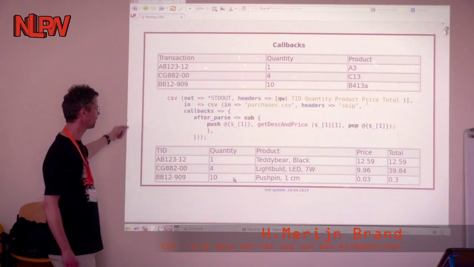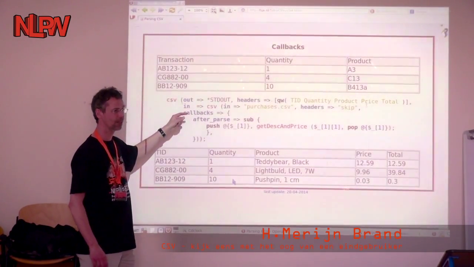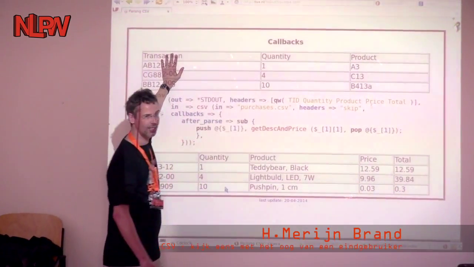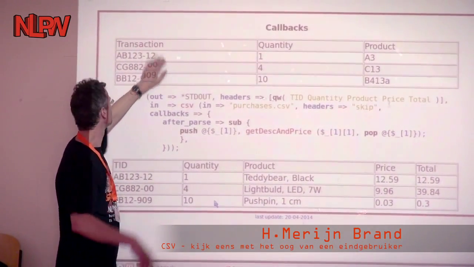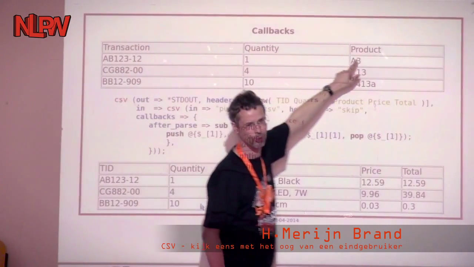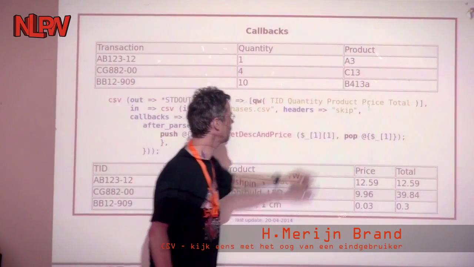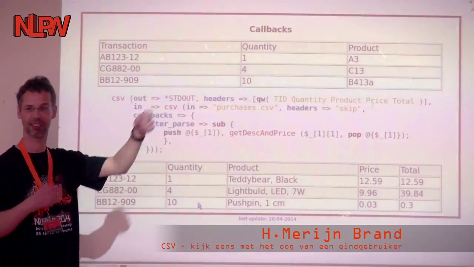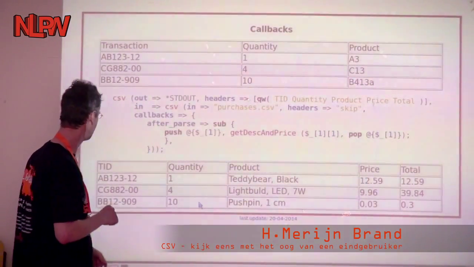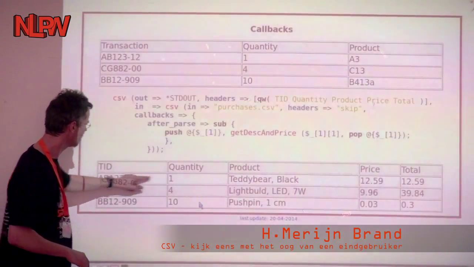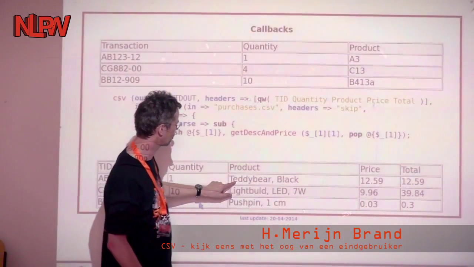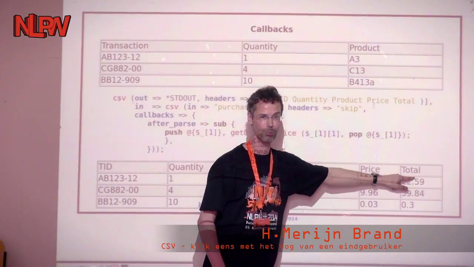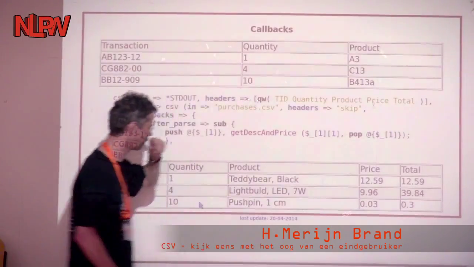This is an extension on the callback. What if you do a... This is what you get from a transaction logging system. You've got a transaction, a quantity, and a product. Having product 13 is not nice to present to someone. You want to make an invoice. And the invoice should have a transaction ID, a quantity, the product, which is the black teddy bear instead of product A3, and a price, and a total price, based on the number of products.